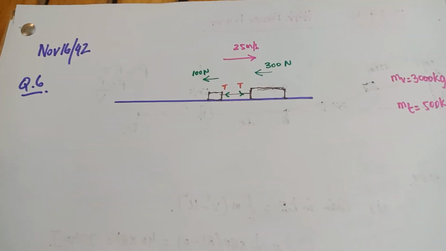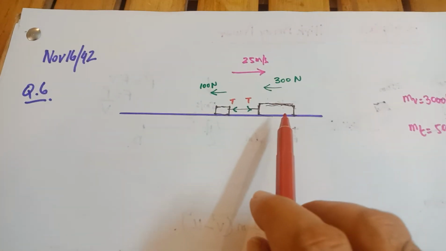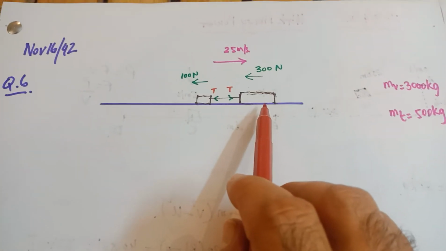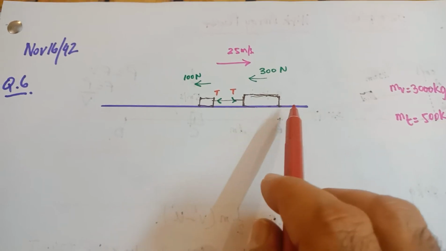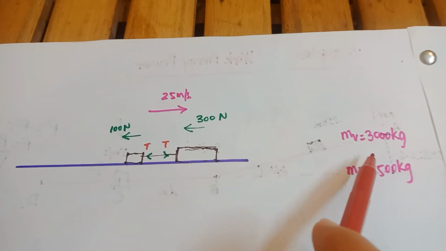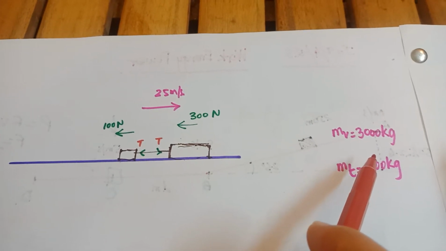Okay, my students, I have a question here from November 16, variant 42, and it's the sixth question. The question says there is a van of mass 3,000 kg, and it has a trailer which has a mass of 500 kg. I've mentioned the masses over here.